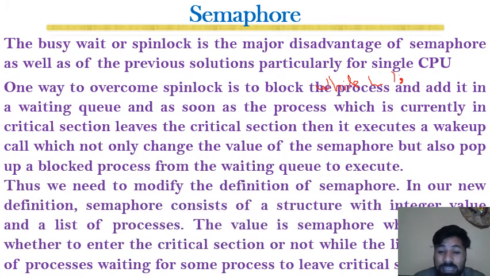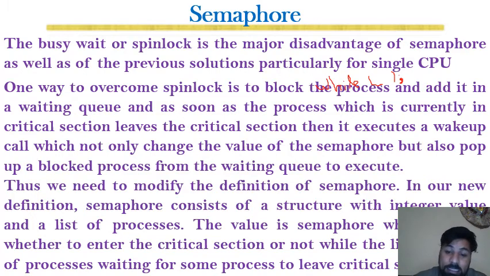Thus we need to modify the definition of semaphore. The previous definition was a single integer, but now we are going to enhance this definition. In order to counter the spinlock, in our new definition, a semaphore consists of a structure with an integer value and a list of processes.